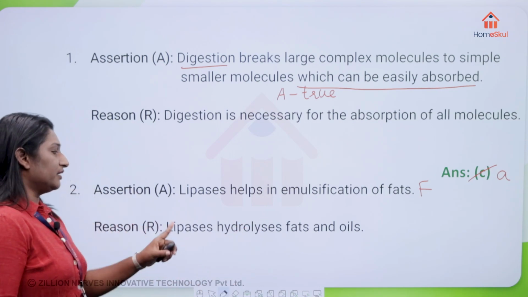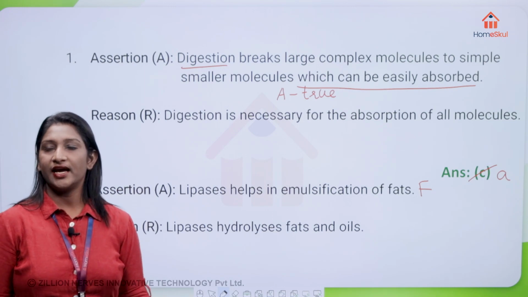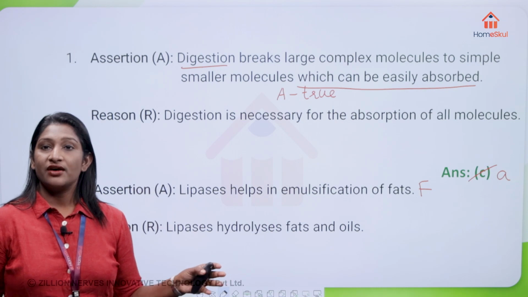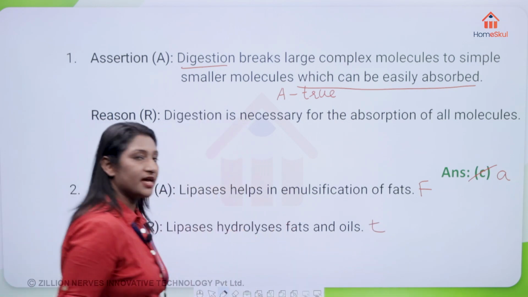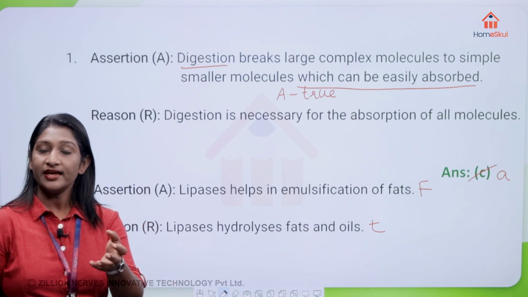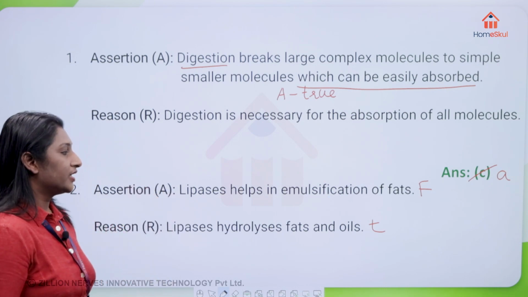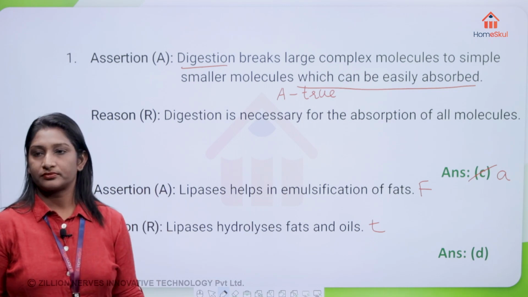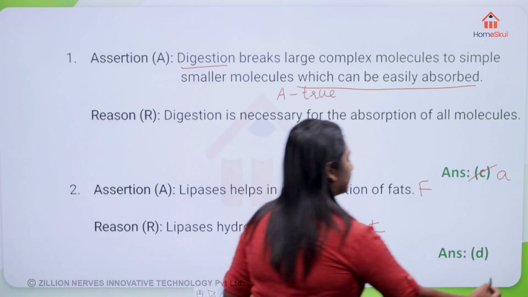And here, lipases hydrolyze fats and oils. Is that correct or wrong? Lipases hydrolyze fats and oils. Yeah, that is true, because lipases are the lipid digesting enzymes, and the digestion process is actually what? Hydrolysis. So which one is the option? Here my answer is option D. Is that correct or wrong? Option D. Yeah, option D is the answer.